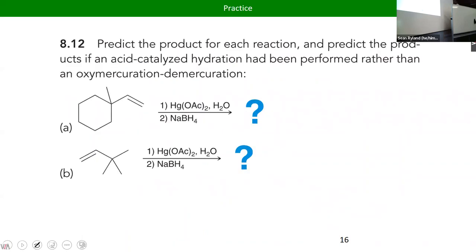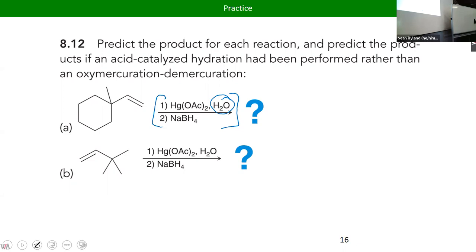All right, so last one, I'm going to do an example on here. Just really quick. This is how we write oxymercuration, demercuration. Two steps. The first step is mercury(II) acetate and the nucleophile, in this case water. Then the second step is the sodium borohydride, which gets rid of the mercury and replaces it with hydrogen.